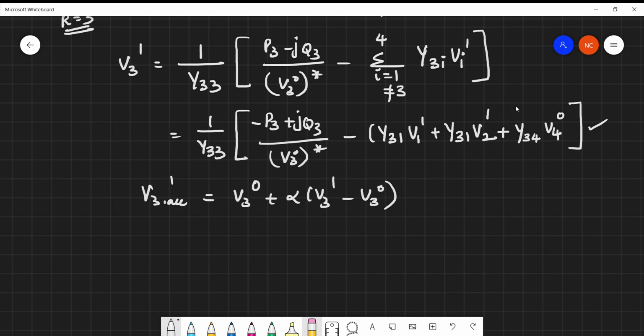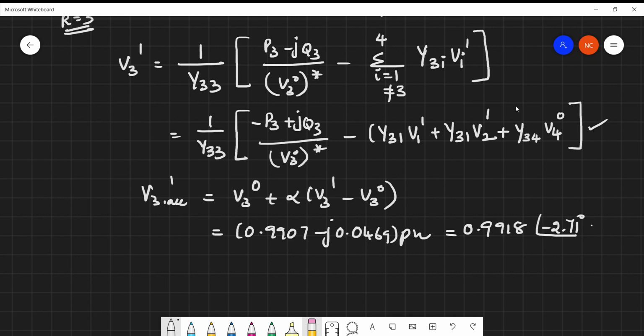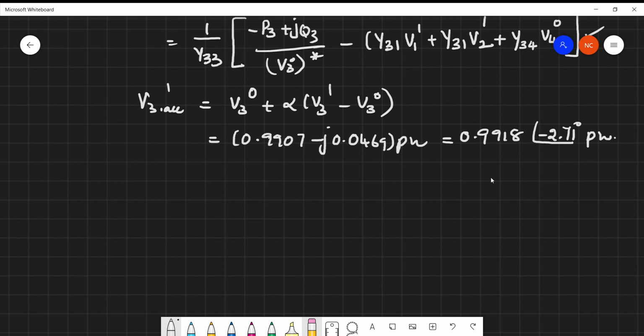Okay, so this value I'm directly writing the answer. So this is 0.9907 minus j0.0469 per unit, or in polar form 0.9918 at an angle minus 2.71. Okay, so now one more bus is there, so you need to do the same kind of way to find the updated voltage for bus 4.